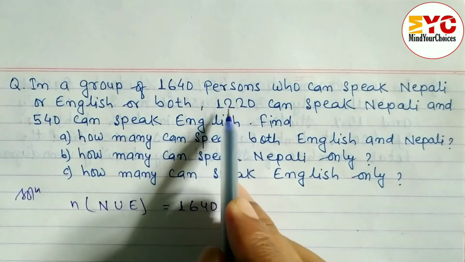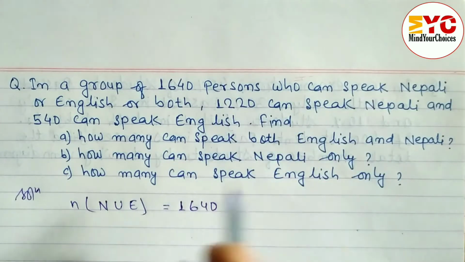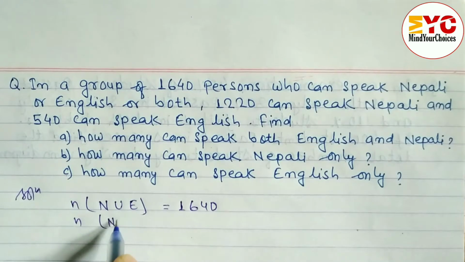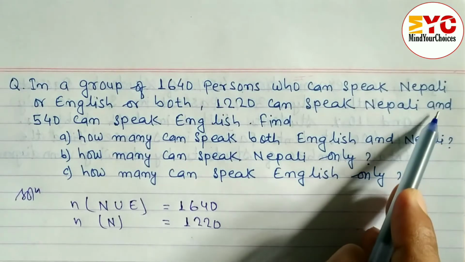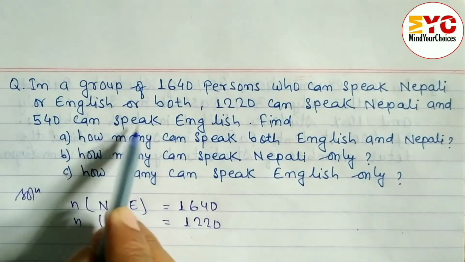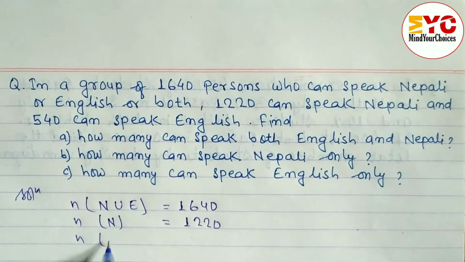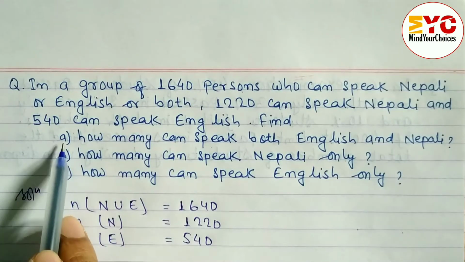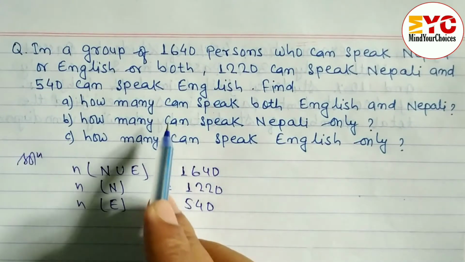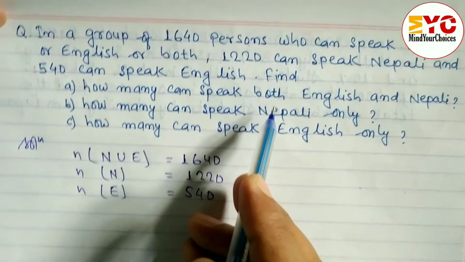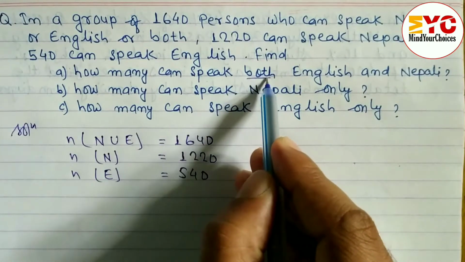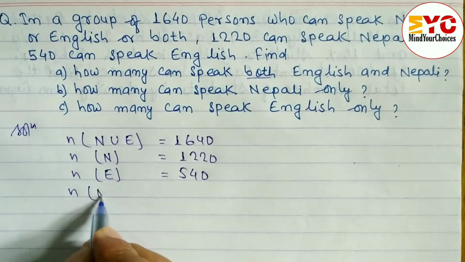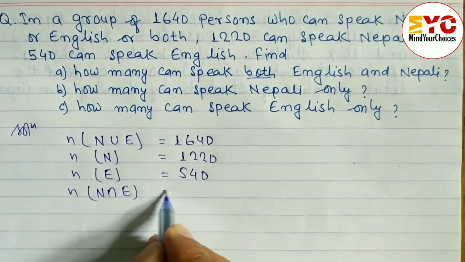1640. Similarly, 1220 can speak Nepali, so the number of people who speak Nepali is n(N) = 1220. And 540 can speak English, so the number of people who speak English is n(E) = 540. According to question A, we have to find out how many people speak both English and Nepali. Both means intersection, so we have to find N intersection E.